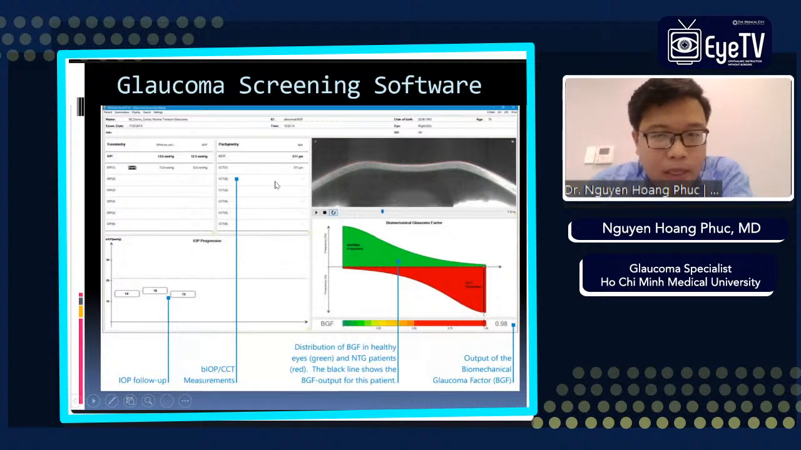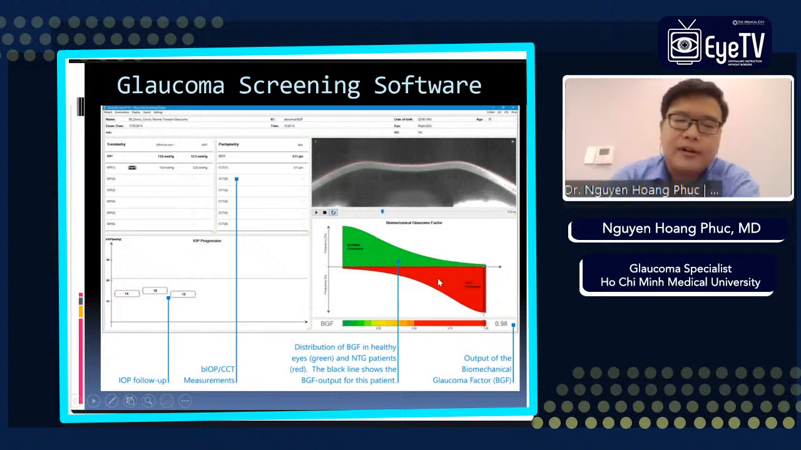This is the glaucoma screening software of the machine. We see the IOP follow-up at every single visit. This is the bIOP. This is the distribution of the BGF parameter in healthy eyes, the green zone, and in normal tension glaucoma, the red zone. And the black line is the value of the patient. If the black line is in the red zone, the patient may have a risk factor to progress to normal tension glaucoma.